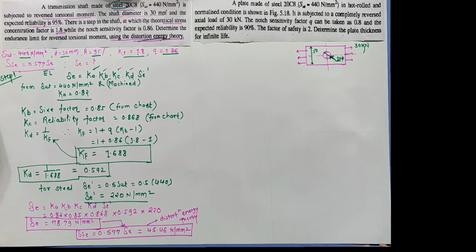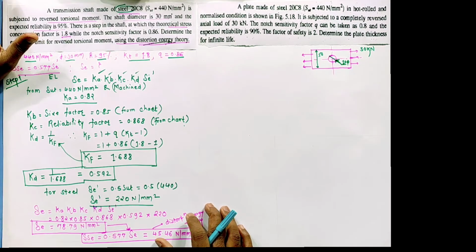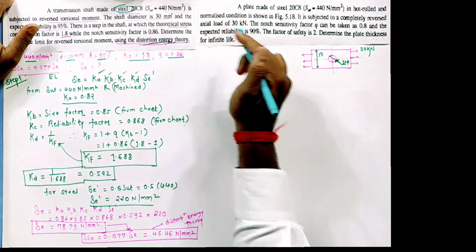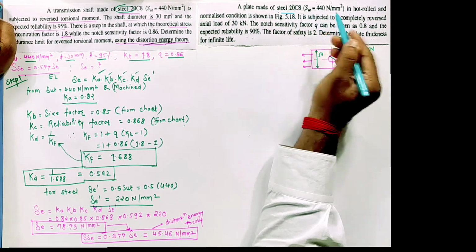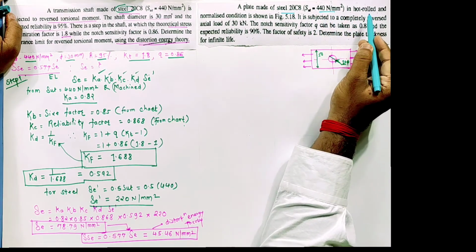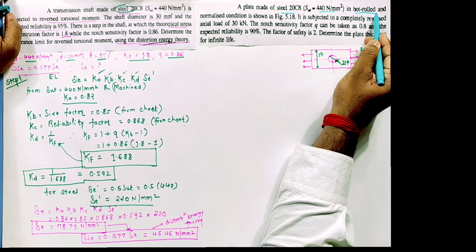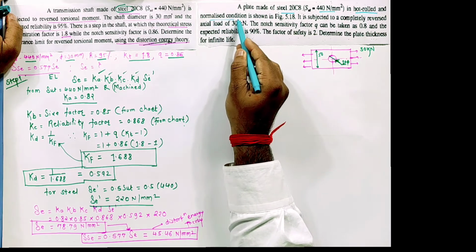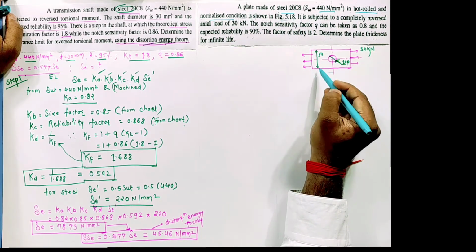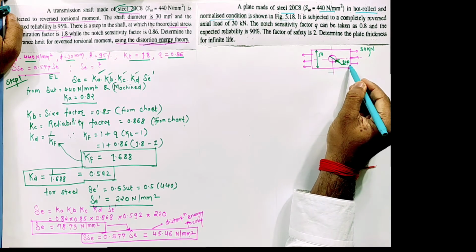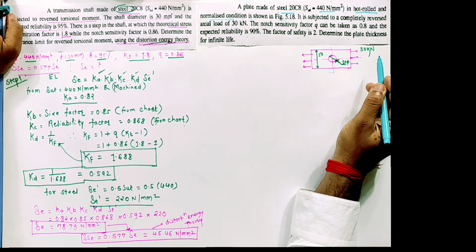In the previous session we have seen this numerical and the process. Right now, one more numerical I'll solve for you. Now see, a plate made up of steel, important, steel. SUT, they have mentioned 440 in hot rolling process. They have mentioned hot rolling and normalized condition as shown in the figure. I have drawn the figure here which indicates width 50, diameter 10, load 30 kilonewton.